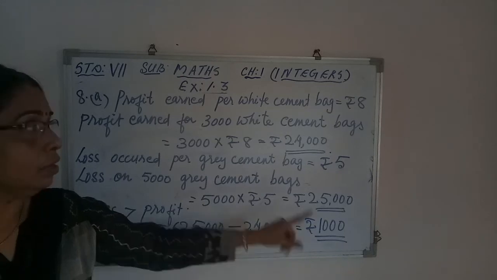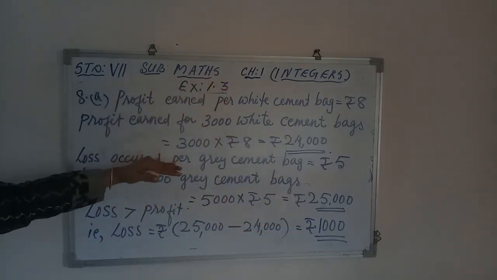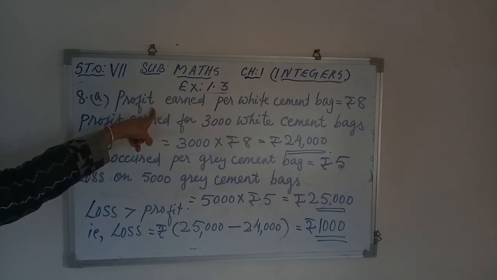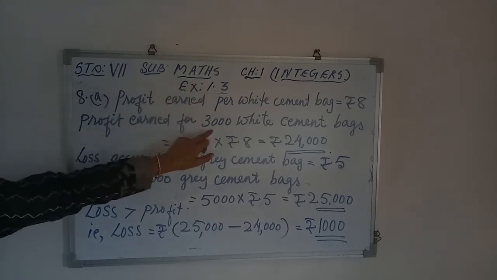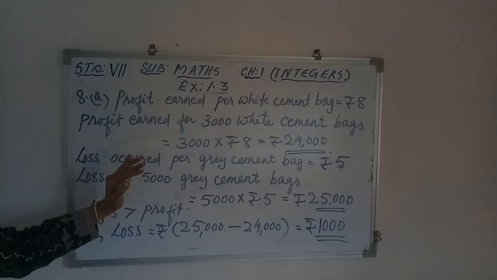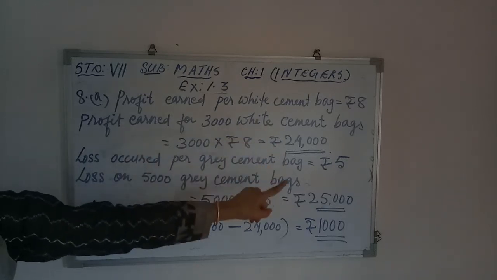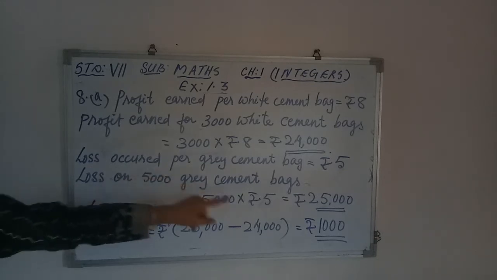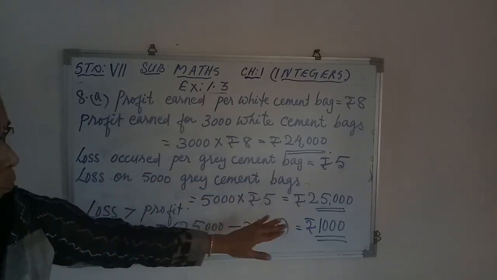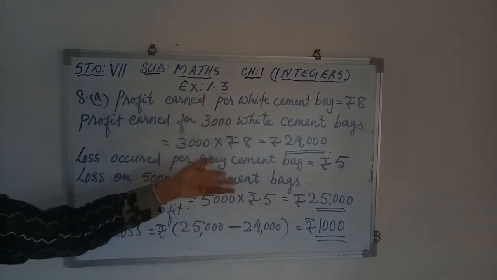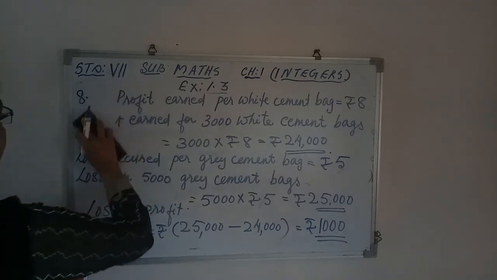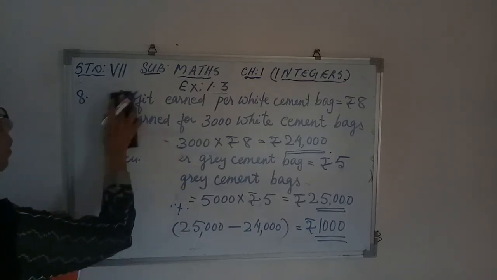Is that clear? So go through this once again. For per white cement bag there is a profit of 8. Therefore total profit for 3,000 bags. For grey cement per bag the loss is rupees 5. Therefore total loss for 5,000 is rupees 25,000. Here loss is greater than the profit, and the net loss will be rupees 1,000. Okay.